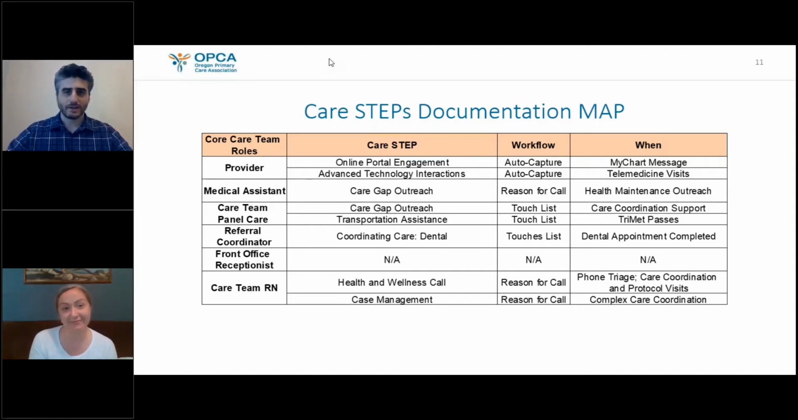The reason for call category is a very important one because so many care steps occur over the phone. We wanted to make sure that there was a place within the telephone encounter that a care step could be counted or documented, I should say. So if there are people that don't want to go through the touches list, which would require an extra step, the reason for call is what we would say is where the work is happening within the phone call. And it's just another way to document that care step.